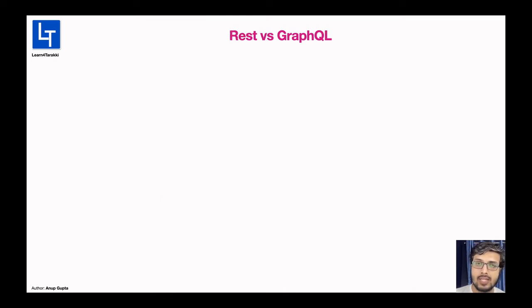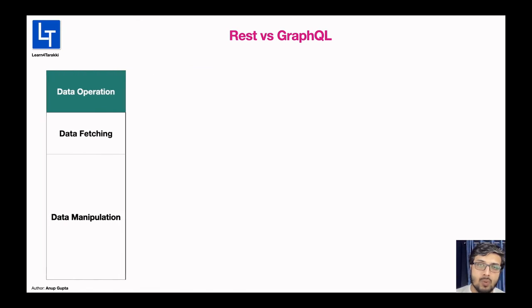Let's talk about REST versus GraphQL. We have learned about the REST problems by looking into overfetching and underfetching. But let's understand how exactly GraphQL and REST differ from each other. So basically, when two systems communicate with each other, what are the primary data operations? The primary data operations are data fetching and data manipulation. Let's see the underlying classification.